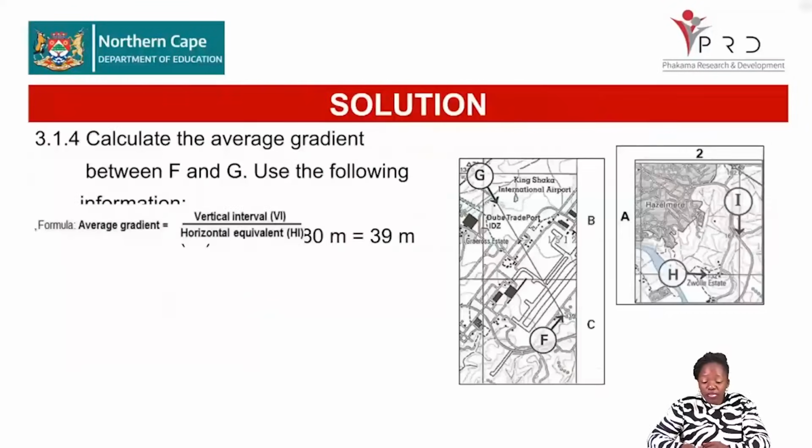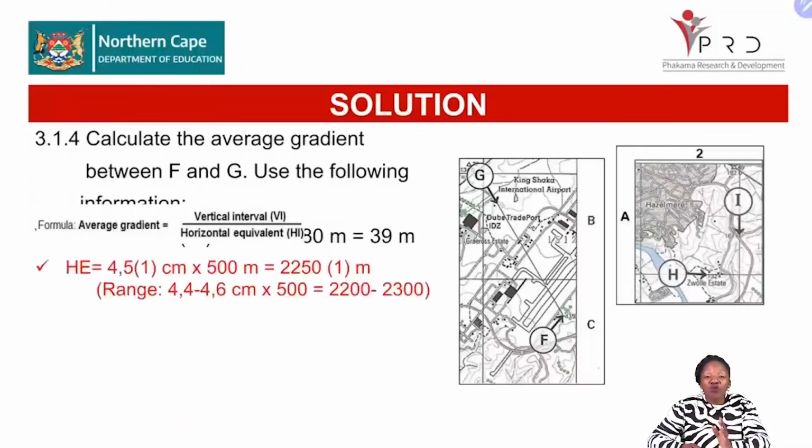Looking at our solution, boys and girls, remember you were already given the information that vertical interval is equal to 39 meters. There is no need to recalculate it, because even if you recalculate, you will not be awarded marks. You need your horizontal equivalent, which is your distance. You need to measure the distance between your F and your G using your 30 centimeter ruler. So you will get 4.5 centimeters.